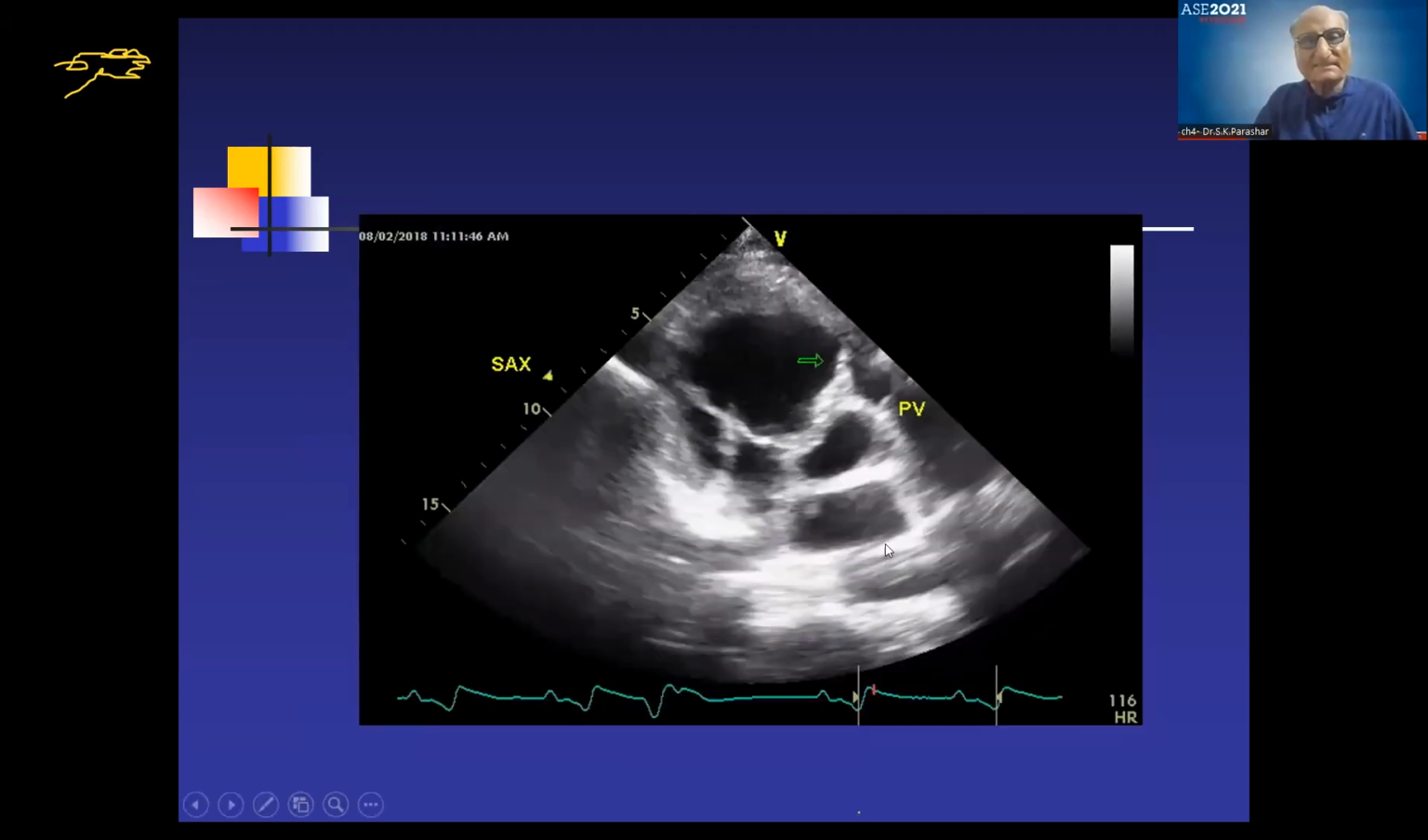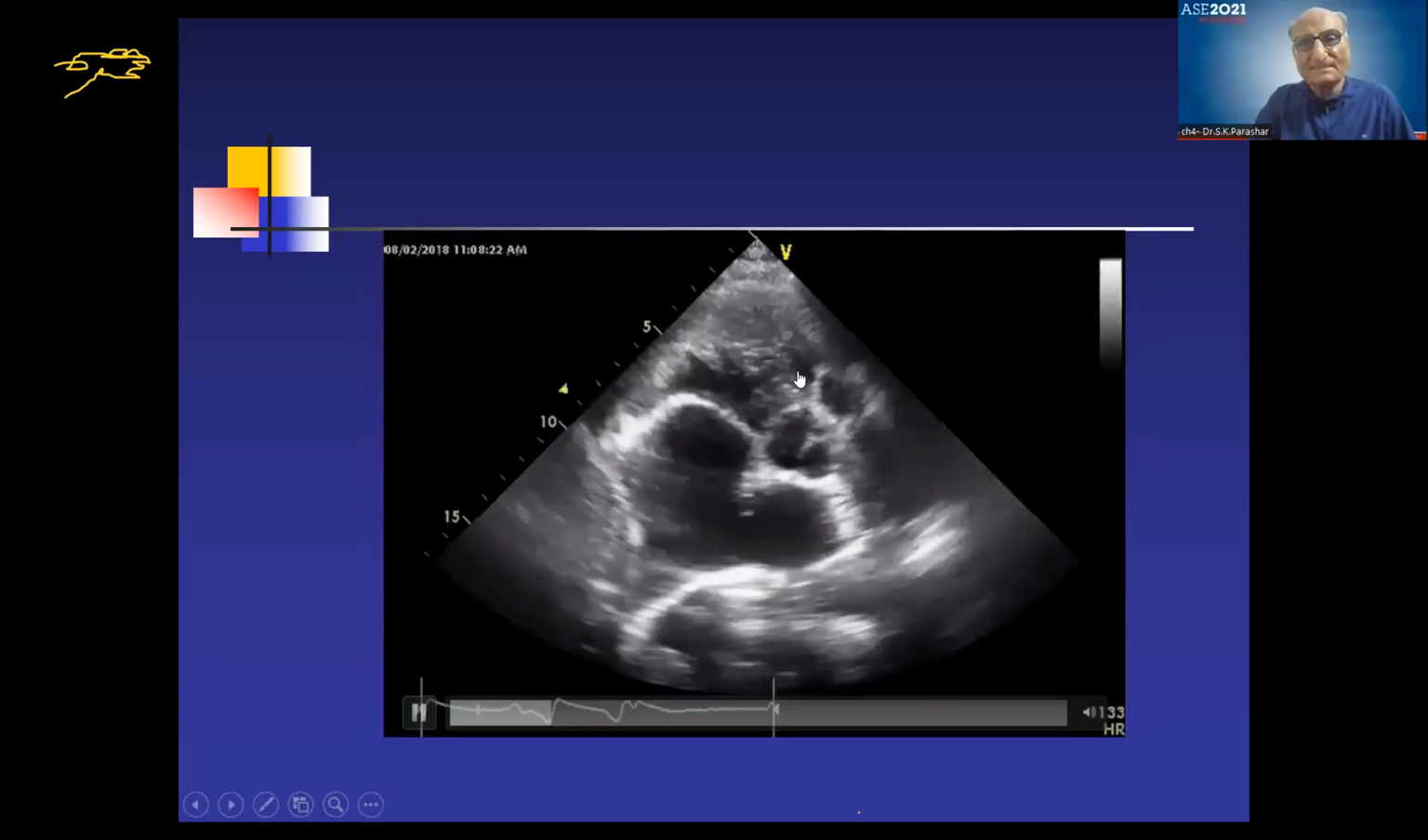And in the same patient, when you go into the short axis view, this is the RVOT, this is the pulmonary valve, and you see an accessory membrane here. This is the obstructive membrane, which is causing obstruction going into the RVOT, and this is the pulmonary valve. And when you see it in a moving picture, you see.